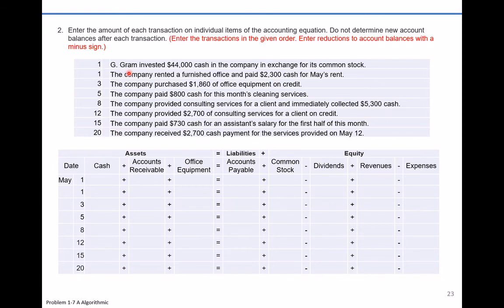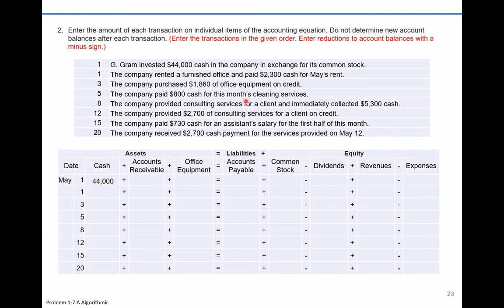So problem 1 says, G. Graham invested $44,000 cash in the company in exchange for its common stock. Well, what accounts were involved in this transaction? Well, let's look closely. Somebody took $44,000 out of his pockets and put it into the pockets of the company. So from the perspective of the company, all of a sudden the company has more what? More cash. How much more cash? $44,000.